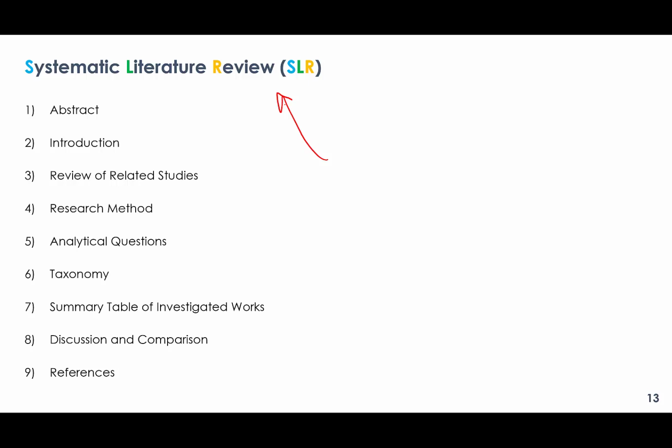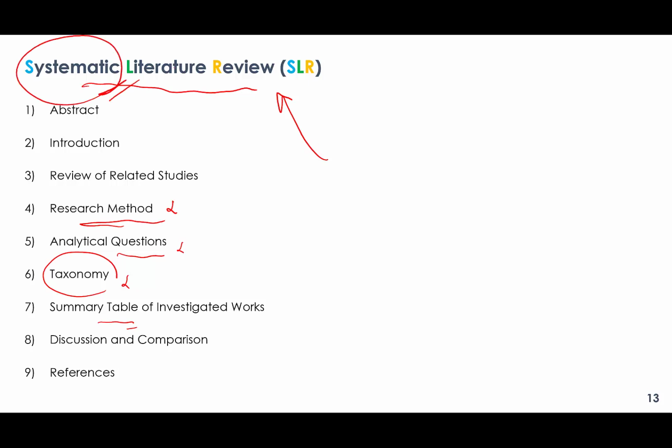Okay, some of them were really important. For example, research method, analytical questions, the research criteria, technical taxonomy, summary of tables, and also discussion and comparison. But research method, analytical question, and taxonomy are the most important and mandatory in a systematic literature review. But as I told you, it is a systematic review. It has a methodology to write, as I showed you before.